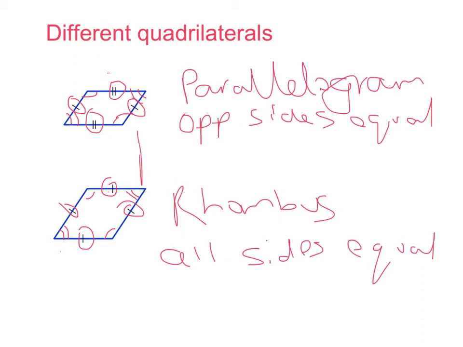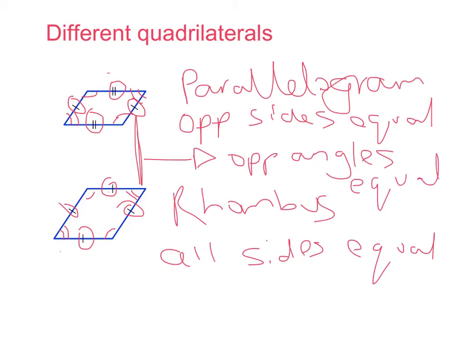So for both of these two here, opposite angles are equal. Always, and that is always the case with these two. So with a parallelogram and with a rhombus, sorry my writing's so messy, opposite angles are equal in size. I just haven't annotated that there, and you might not always find that annotated.